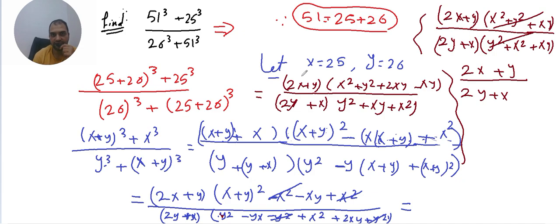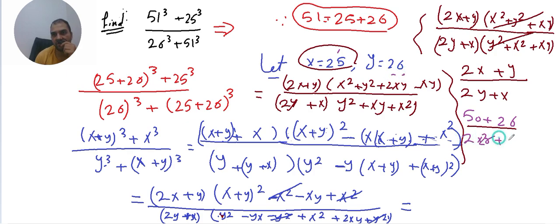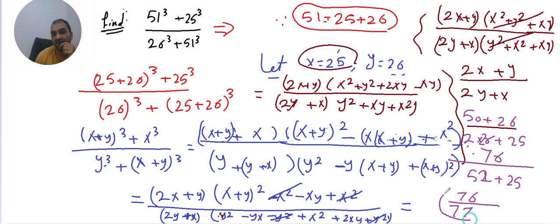I write the values here. x was 25, so 2 times 25 is 50, plus the value of y, which was 26. So 50 plus 26 is 76. Then 2 times y, 2 times 26, is 52, plus the value of x, 25, gives 77. So the answer will be 76 over 77, okay?